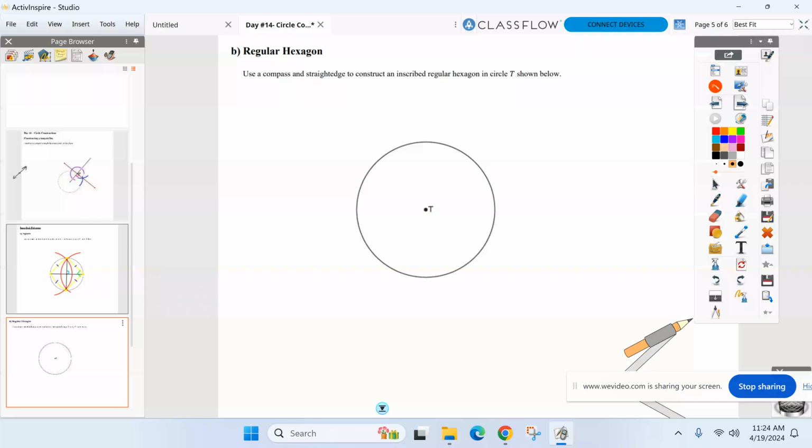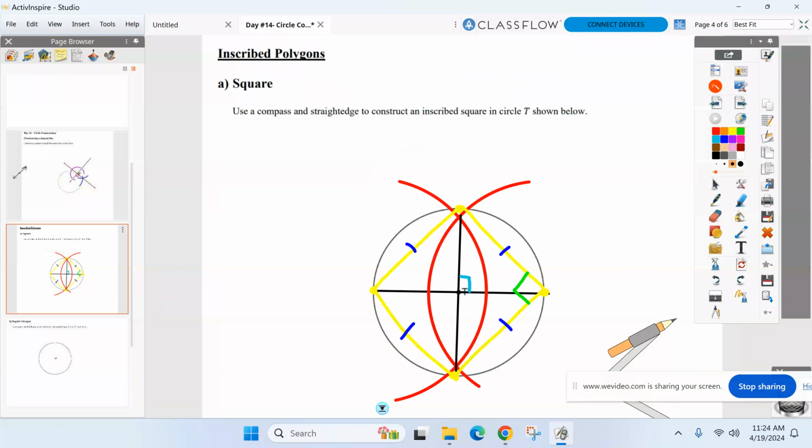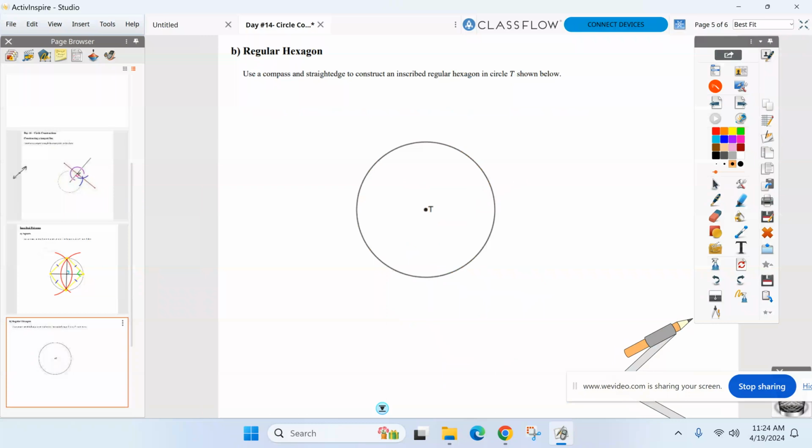And again, what are those sides going to be in the circle? Chords, right? So I need 6 congruent chords, which means I'm going to need 6 congruent arcs. Right? 6 congruent arcs. And I'm not going to give you 5 minutes to think about it. I'm going to show you how to get 6 congruent arcs.